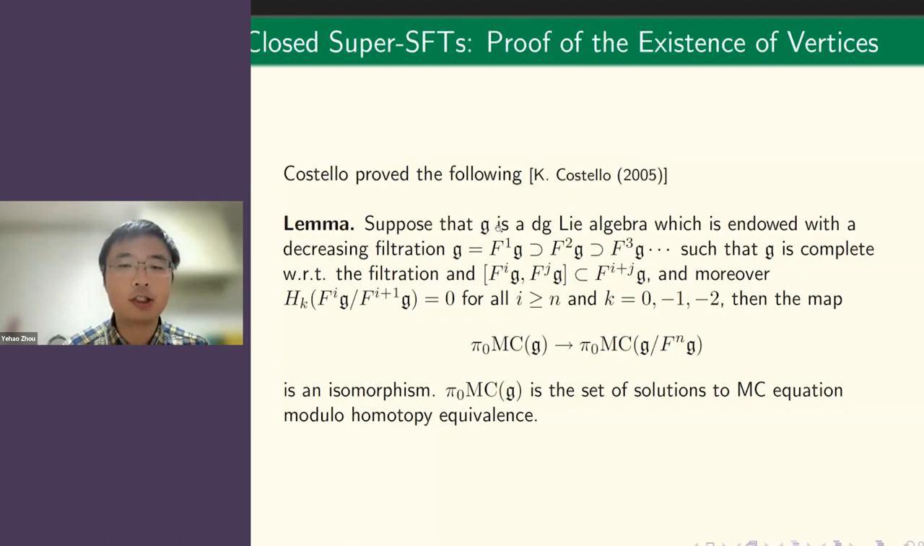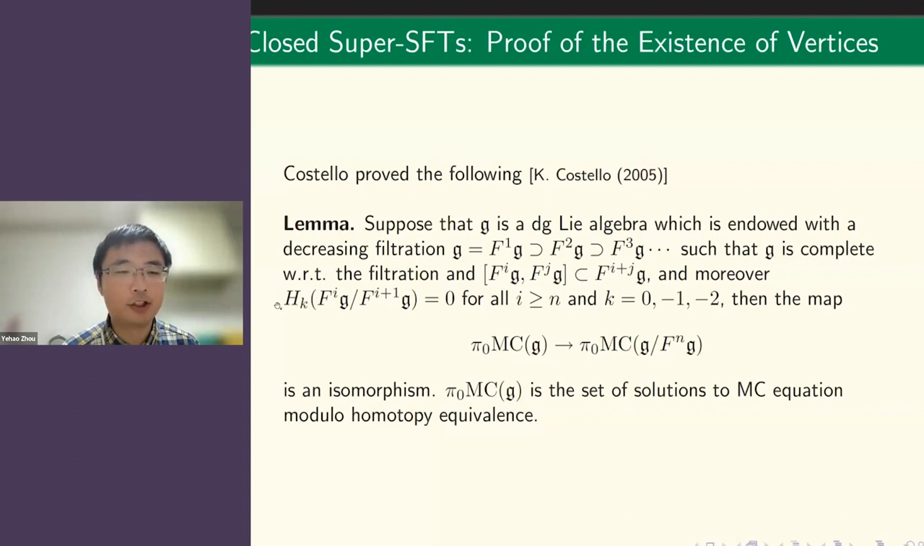Suppose that G is a DG Lie algebra. Now, G can be general, which is endowed with the following data: a decreasing filtration, starting from F1 and so on, such that G is complete with respect to this filtration, and as usual, this should be a filtration in the sense of Lie algebras, namely the commutator of Fi with Fj sits inside F(i+j).